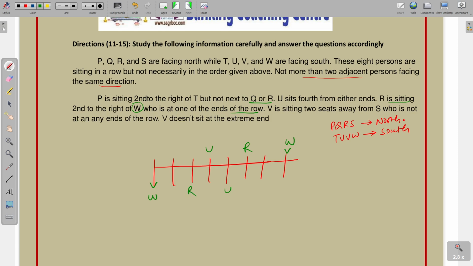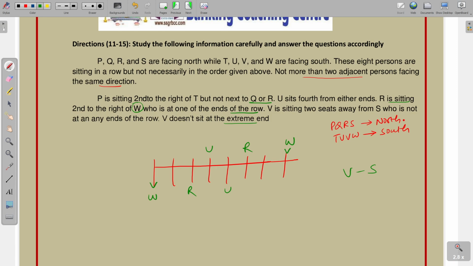And next V is sitting 2 seats away from S. Okay. Who is not at any extreme end of row. And next V doesn't sit at any extreme end of the row. V is 2 seats away from S, and S is not at any end of row, and V doesn't sit at any extreme end. So, see P sits second to the right of T but not next to Q and R. Okay, so not next to Q and R.